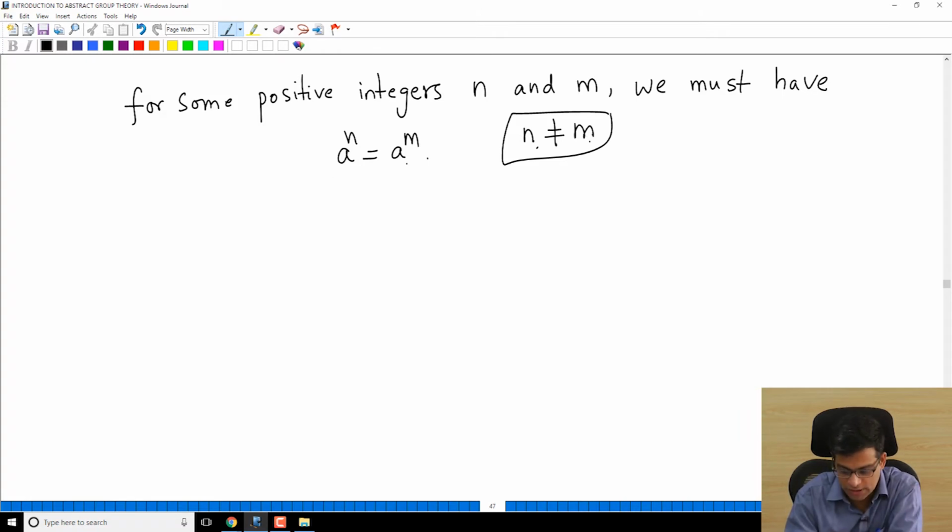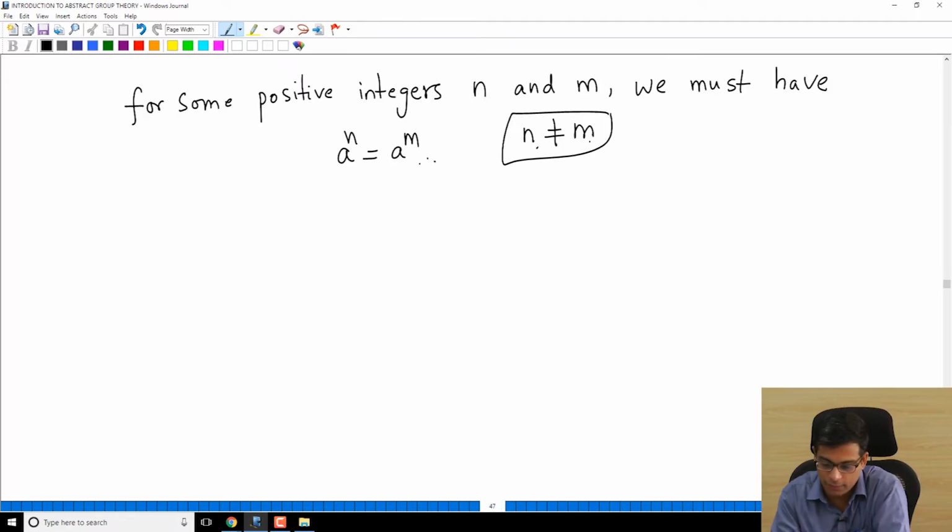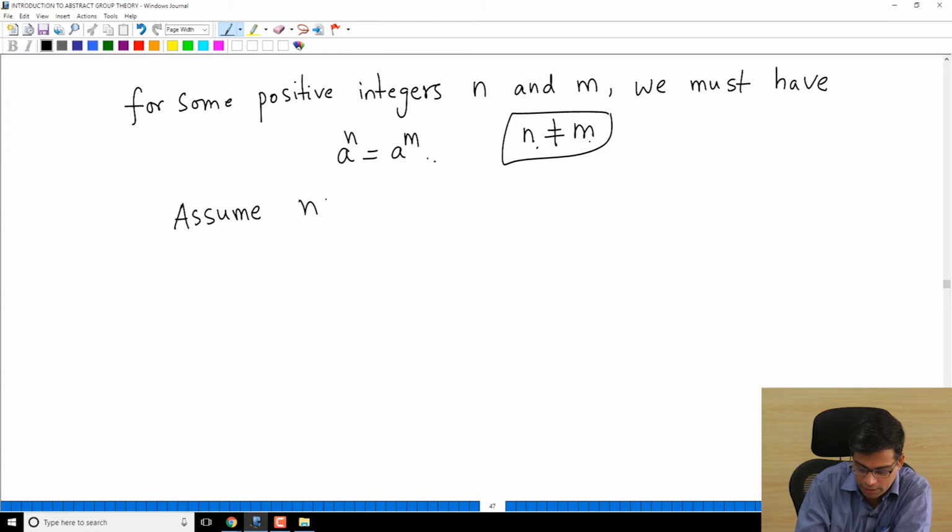Again, if this does not happen, then a^n is different for each n, and the set consisting of all powers of a is an infinite set living inside a finite set, giving you a contradiction. So, a^n is equal to a^m for two different positive integers. Because n is not equal to m, we can assume without loss of generality that n is strictly more than m, because one of them is bigger than the other. Then let us now play with group properties.